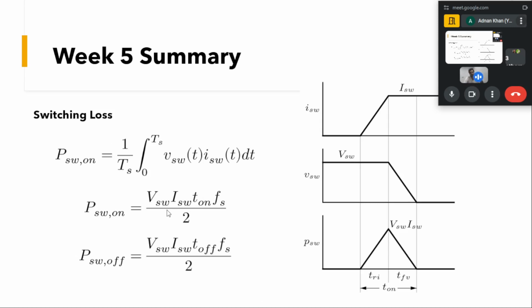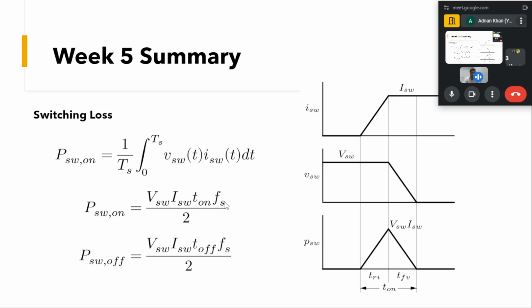Then if we know the switching voltage, the voltage that is being blocked by the device, and we know the peak of the current flowing through the device after the turn on, we should be able to calculate the turn on loss by this equation.